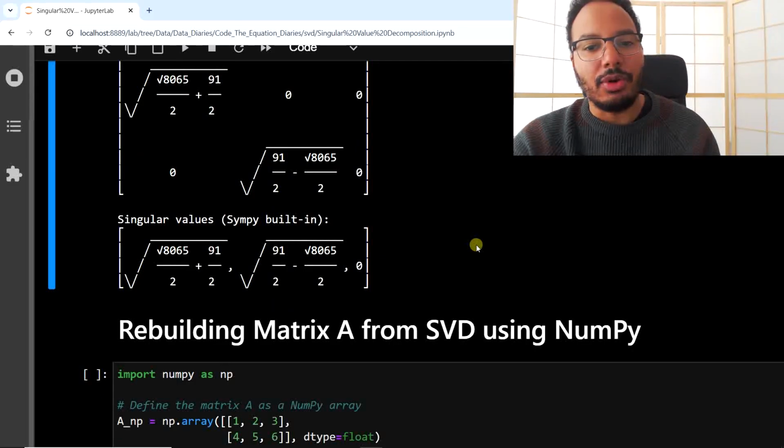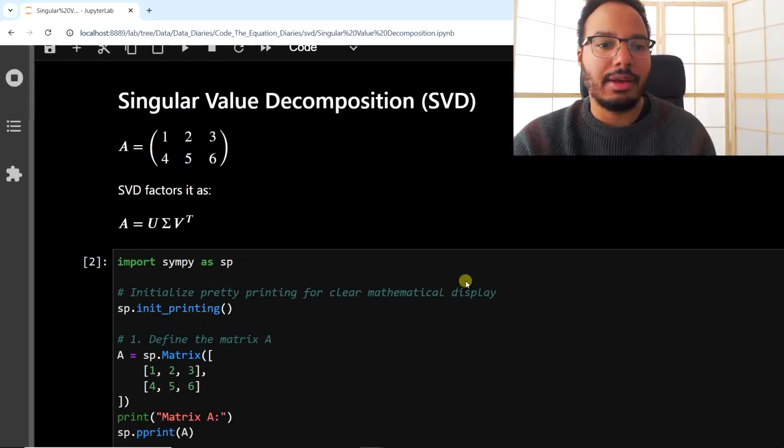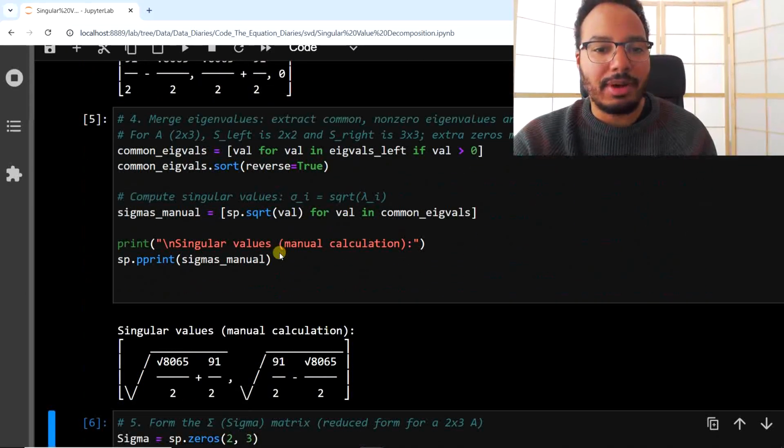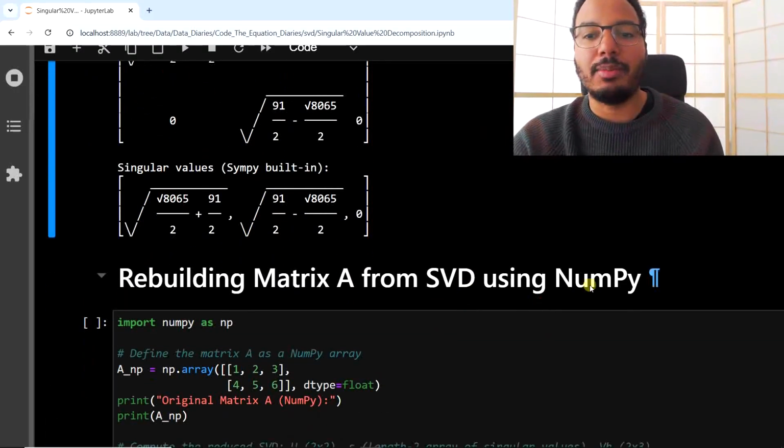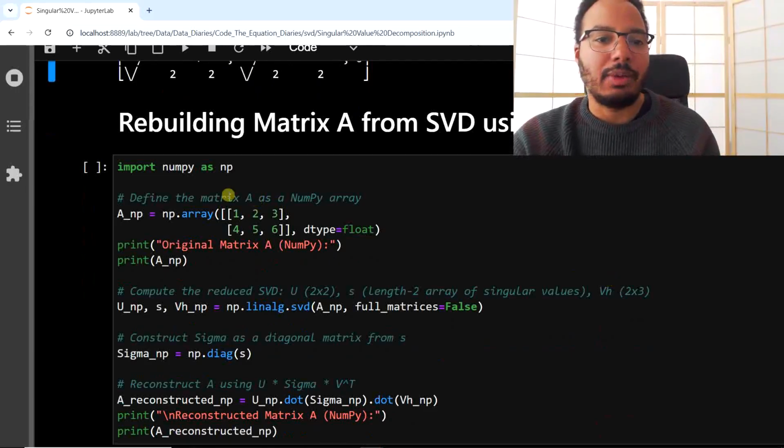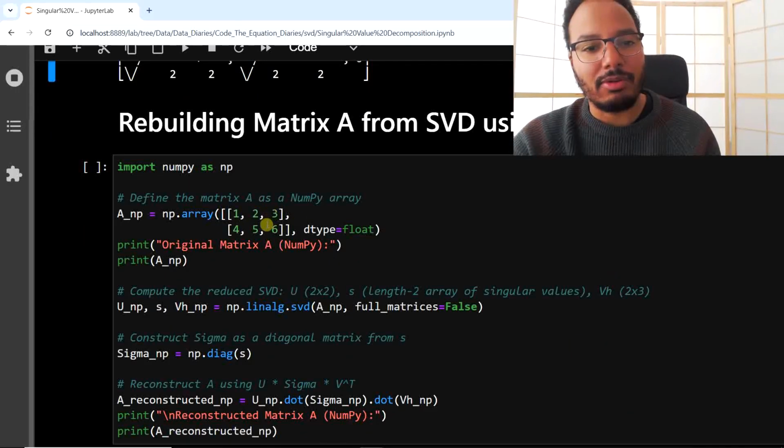And to also show you that we can actually rebuild matrix A from SVD, as I mentioned at the beginning, we can do this in Sympy, but it's a little tricky, and it's easier to just do it with NumPy, because I had some pre-built commands for it. So let's use NumPy instead here to show you how that works. We're importing NumPy, and I'm loading the same matrix, 1, 2, 3, 4, 5, 6.